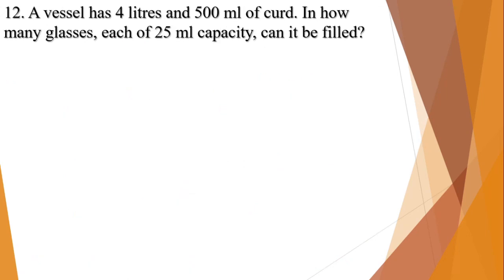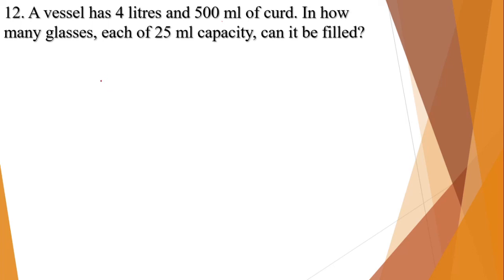Now the 12th question is, a vessel has 4 liters and 500 ml of curd. In how many glasses, each of 25 ml capacity, can it be filled? Now, there is a vessel and the capacity of that vessel is 4 liters 500 ml of curd. And we should equally divide it to all the glasses. So each glass capacity is 25 ml. It can carry 25 ml of curd.